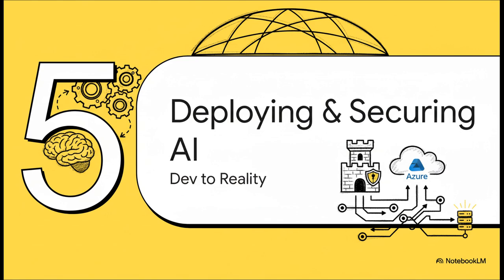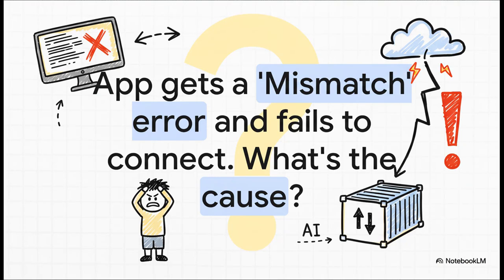And finally, let's bring this all home. I mean, building a great AI model is one thing, but running it securely and reliably out there in production, that is a whole other challenge entirely. Oh man, every developer has seen an error like this. Your app is running perfectly in a container, and then suddenly it can't connect to the AI service, and you get this super vague mismatch error. It's so frustrating. What is even going on?